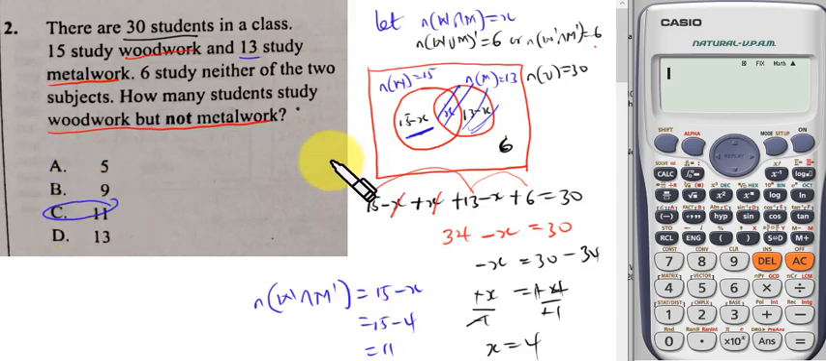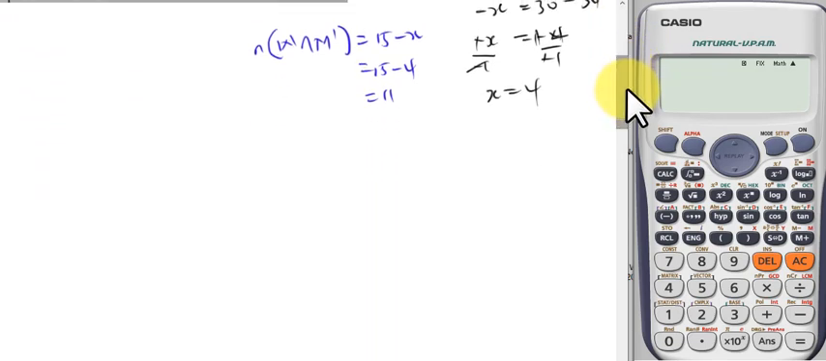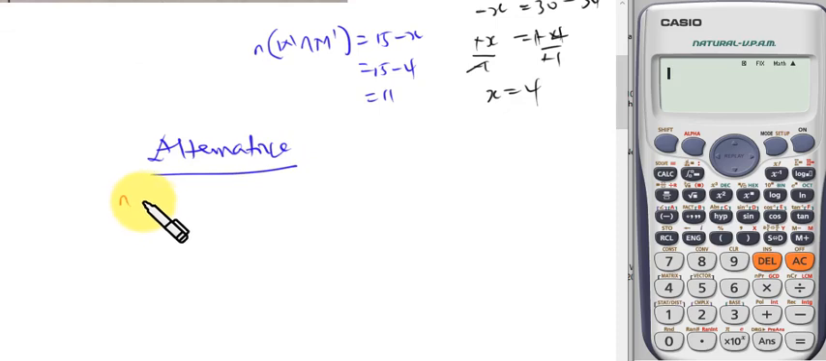Now another way that you can solve this is you can decide not to use the Venn diagram. Let us try to also solve this here. There is an alternative approach here. If you don't want to use the Venn diagram, this is what you can do. First, let's try to put down the data.